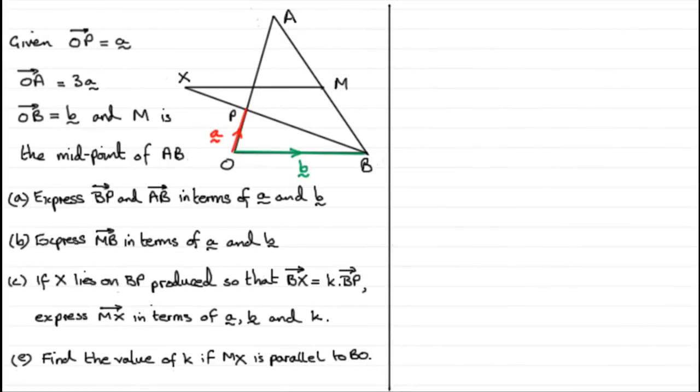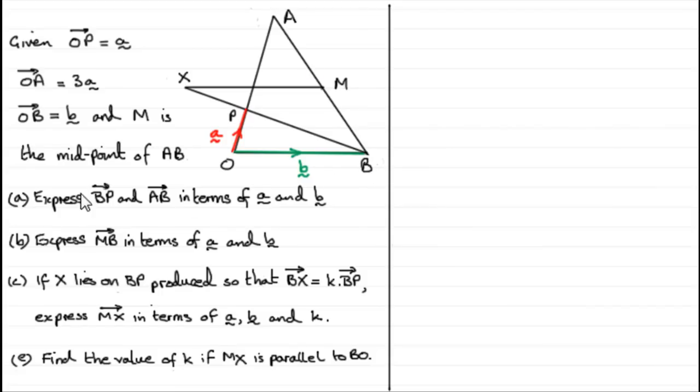Hi. Now here's a good example for you to try on vectors. It brings out a lot of the basic features that you're going to meet. And what we've got here is this figure where we're told that OP equals the vector a, OA is 3a, OB is the vector b, and the point M is the midpoint of AB.